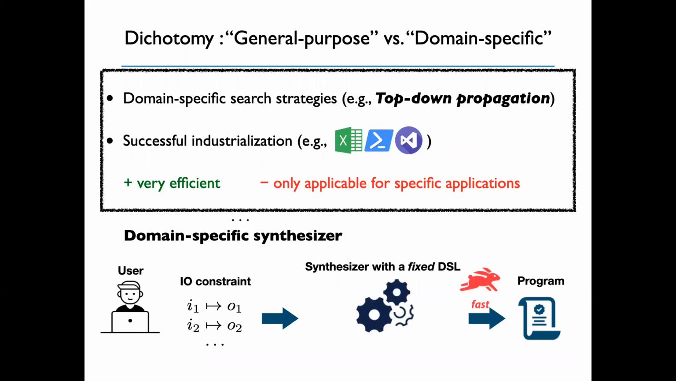On the other hand, domain-specific synthesizers do not take a user-provided DSL, but only take input-output constraints from the user. Over a fixed underlying DSL, a domain-specific strategy such as top-down propagation is often used. They are efficient enough for industrialization so that commercial products such as Excel, PowerShell, and Visual Studio are equipped with domain-specific synthesizers. However, the major downside is limited applicability. Only specific kinds of DSLs can be targeted.